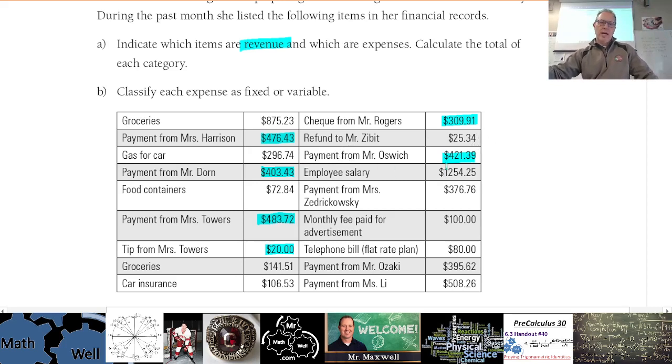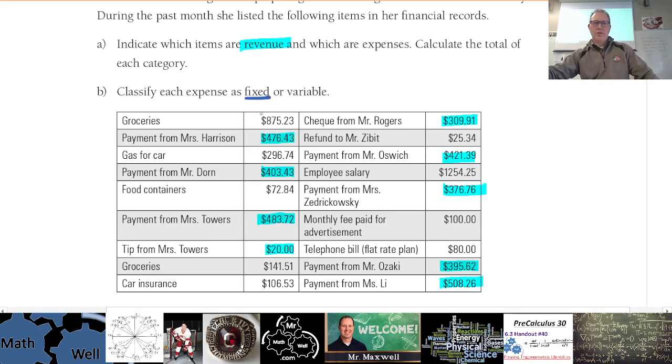Employee salary, that's going out. Payment from, that's coming in. Monthly fee pay for advertisement, that's expense. Telephone bill, expense. Payment from, that's a revenue. Payment from, revenue. Okay, good. And then all the other ones would be expenses. Now, fixed expense, let's mark these as fixed or variable. So fixed or variable. Let's do fixed in blue.